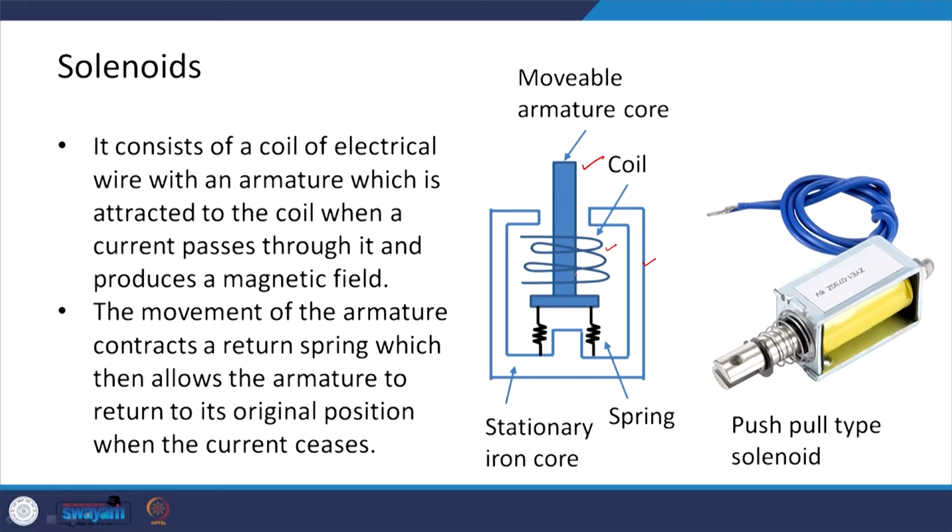And naturally when it gets attracted, it compresses these two springs, and when the current supply is switched off, these two springs expand, and the movable armature core goes back to its original position. And this is how a push-pull type solenoid is commercially available in the market.